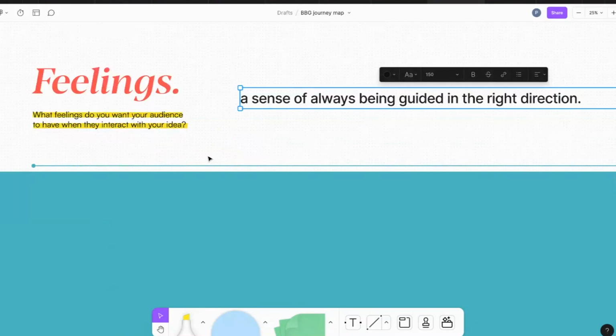We're not changing the framework, we're not changing the visuals. Everybody's familiar with how it looks. How can we leverage what has already been done? So, a sense of being guided, that's the feeling.